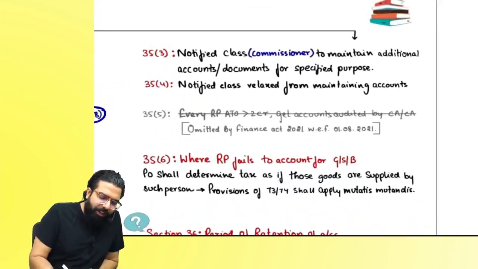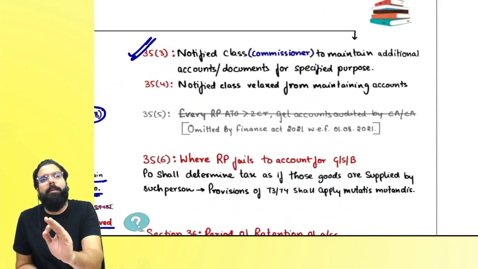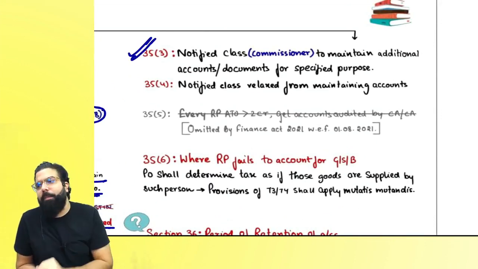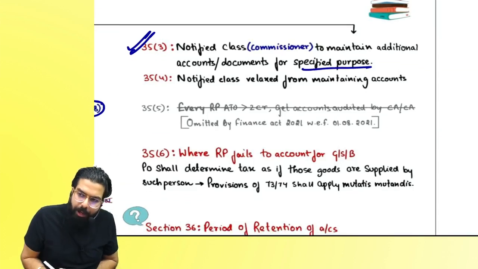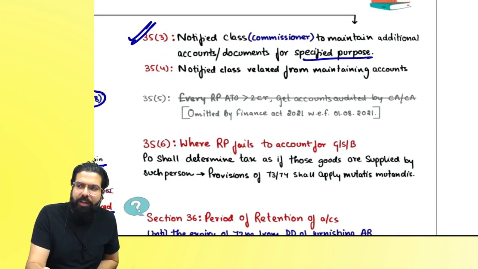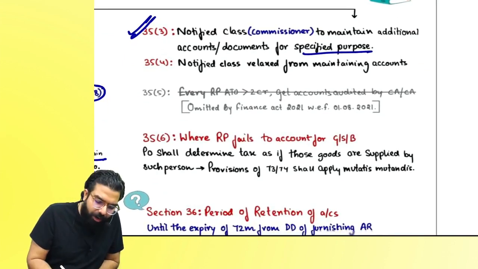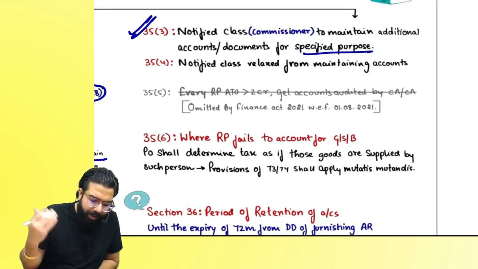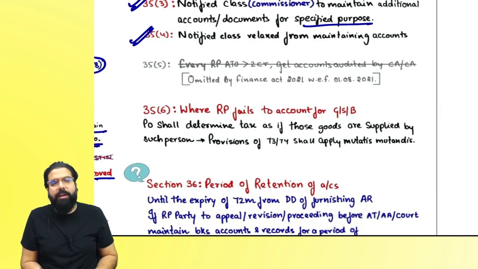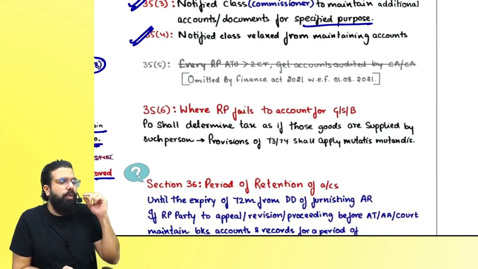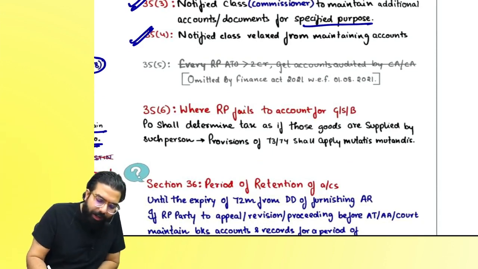Section number 35(3) says that a notified class of people who are notified by the commissioner might have to maintain additional books of accounts for a specified purpose. It means the commissioner will specify the purpose why he wants you to maintain additional books of accounts or documents. Section number 35(4) gives the power again to the commissioner to notify a class of people who might not be required to maintain accounts.